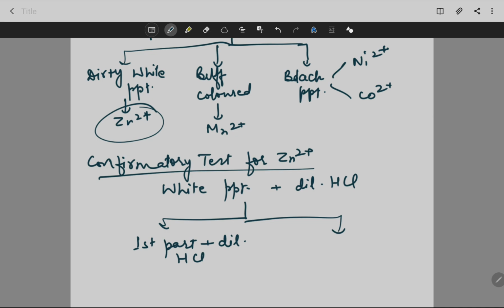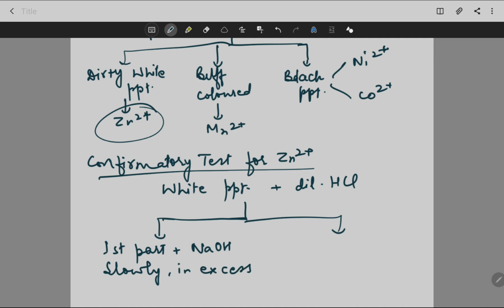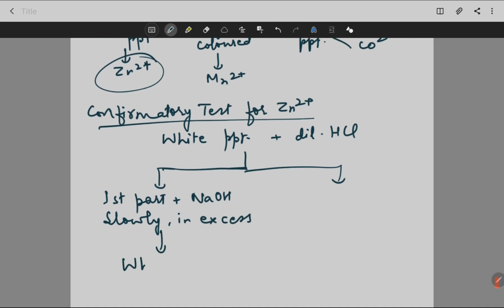To one part, add NaOH. Sodium hydroxide test it is. The name of the test is NaOH test. So what are we doing? We have dissolved the white precipitate in dilute HCl, and we have divided it in two parts. Now to one part, the first part, we are adding NaOH. Add NaOH slowly and in excess. In excess, what we will get? We will get white precipitate here.